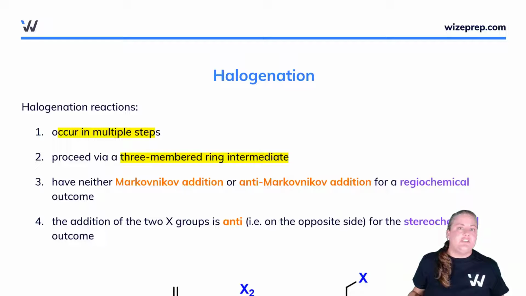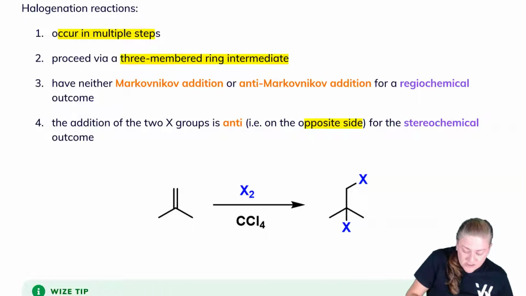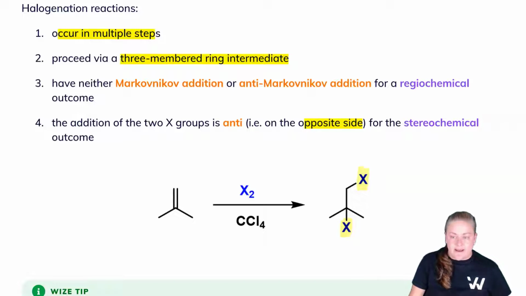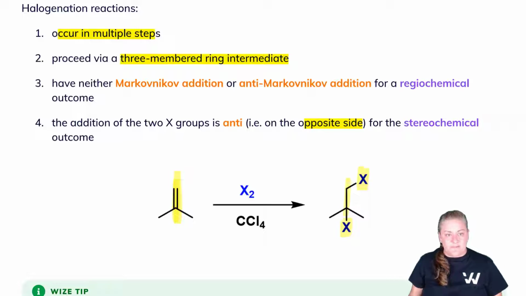Now, since we're adding two of the same atom, there is no such thing as Markovnikov or anti-Markovnikov addition, so nothing to worry about. The addition of the two X groups itself is going to be anti, or on the opposite side, remembering that syn meant on the same side. You'll notice here that we've added the two X groups to the two alkene carbon atoms, and the alkene has been transformed into an alkane.